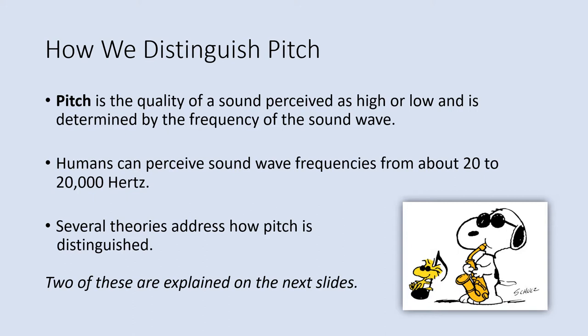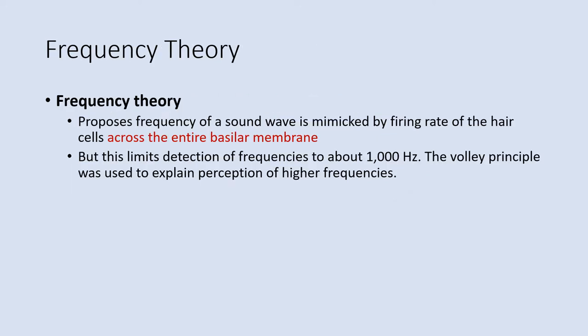Pitch is the quality of a sound perceived as high or low, and is determined by the frequency of the sound wave. Humans can perceive sound wave frequencies from about 20 to 20,000 hertz. Now, several theories address how pitch is distinguished, and two of these are explained in the next slides. Frequency theory proposes that the frequency of a sound wave is mimicked by the firing rate of the hair cells across the entire basilar membrane. Now, groups of neurons were found to accurately encode their firing rate frequencies up to about 1,000 hertz.